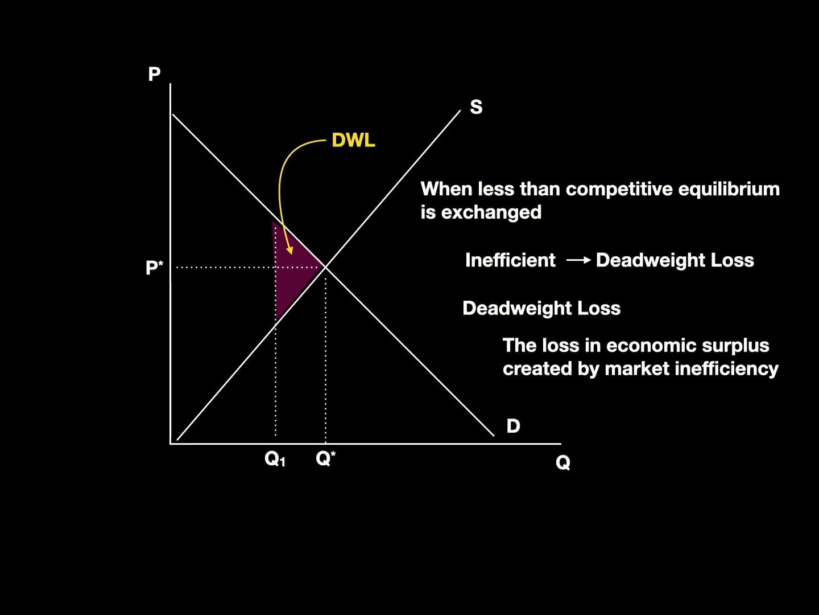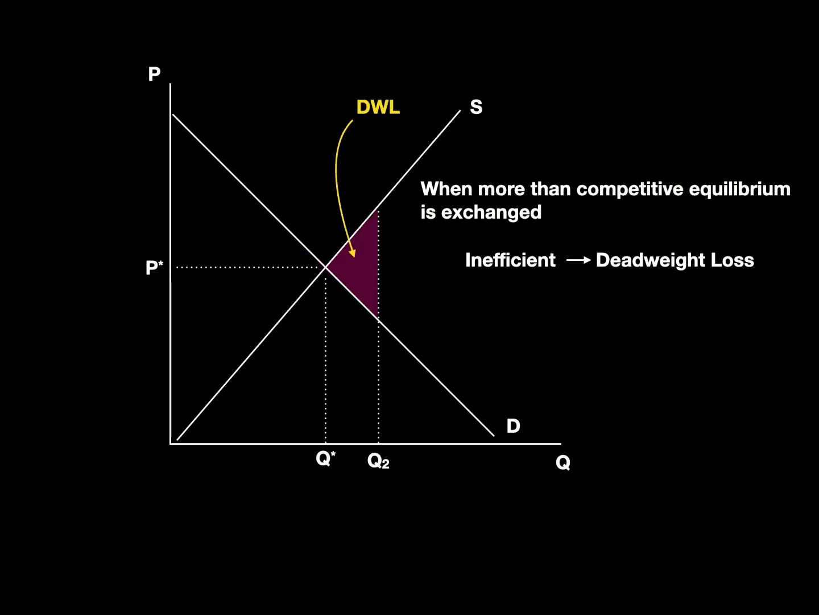area in the graph. Recall that the supply curve represents opportunity cost, and the demand curve represents consumers' marginal willingness to pay. This deadweight loss exists because if production expands beyond Q1, consumers are willing to pay more than producers' opportunity cost. So there are gains from trade when producing from Q1 to Q star. Producing more than the competitive equilibrium is also inefficient and thus produces deadweight loss.